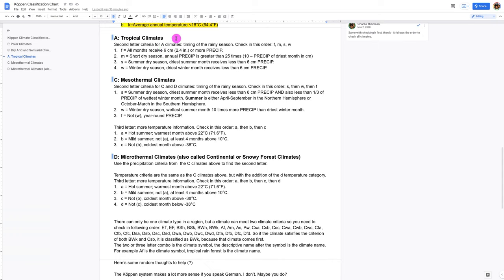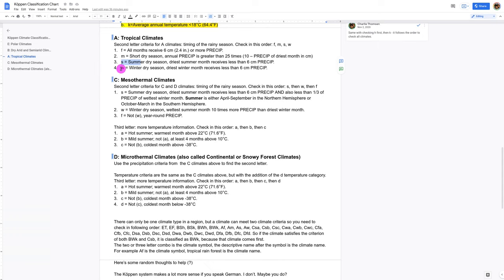And if it's not, then you check to see, does it have a short dry season? And what I mean by short dry season is, is the annual precip greater than 25 times (10 minus the precip of the driest month in centimeters)? I'll show you an example of that later. If it's not a monsoonal climate, then we check to see, is it summer dry? Does the driest summer month receive less than 6 centimeters precip? If so, it's summer dry. If not, you check to see, is it winter dry?